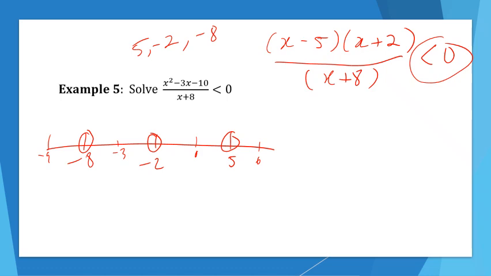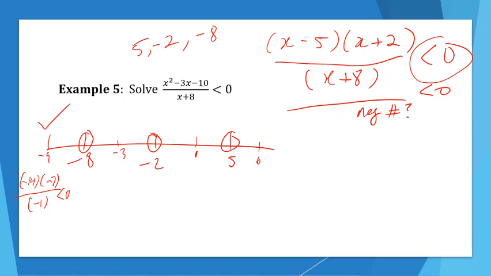All right, so plugging these numbers into the inequality, we want to see, is this just less than 0? So is this going to be a negative number is what we're asking. Here, we'll start with -9. -9 minus 5 is -14, plus 2 is -12, all over -1. So this is going to be a positive over a negative, which is less than 0. So that is going to hold true.